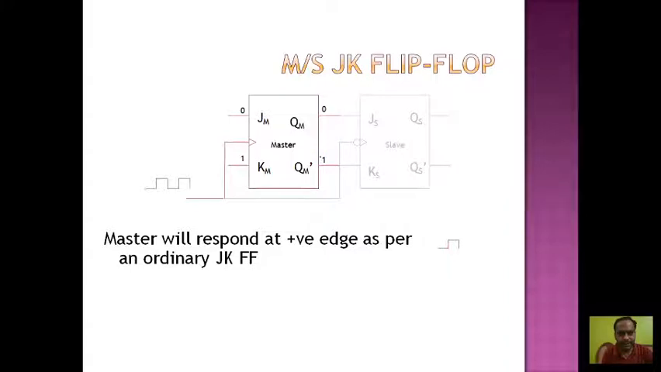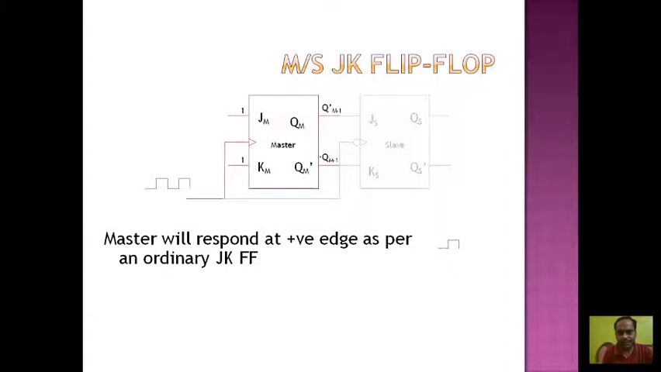And if we provide 0 at JM and 1 at KM, it will be reset. And similarly, if we provide high signal at JM, it will be set to 1. And if we provide both inputs as high, then it will toggle. This is the general behavior of a JK flip-flop. But all this will happen at the positive edge of the clock cycle.